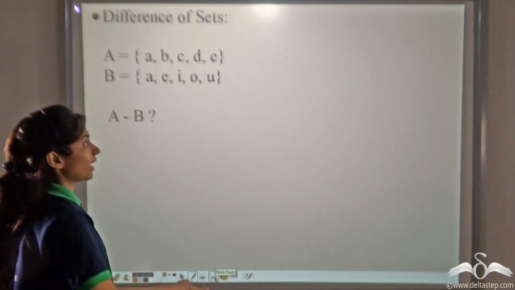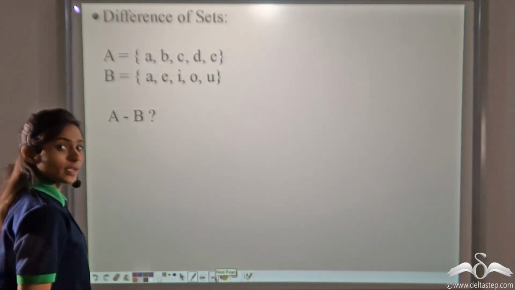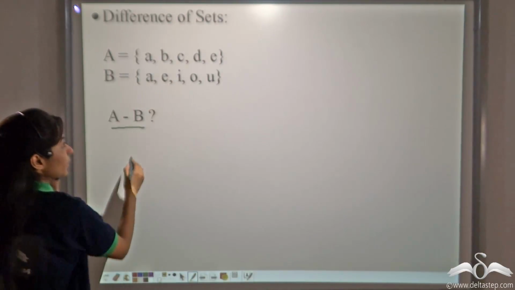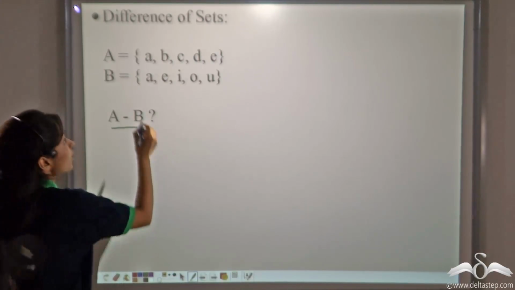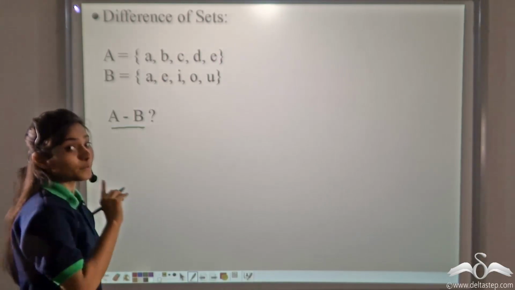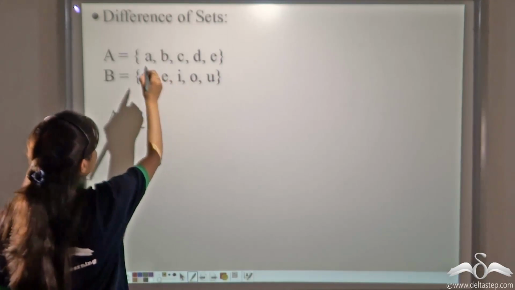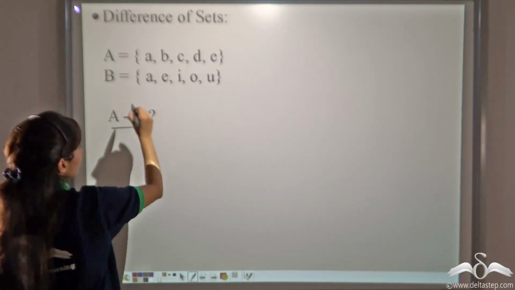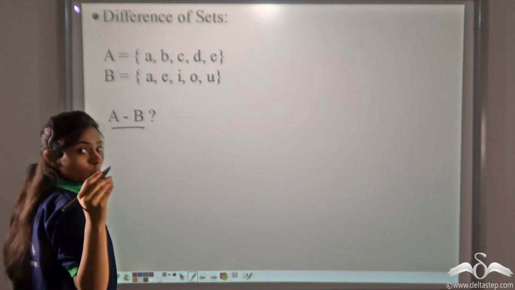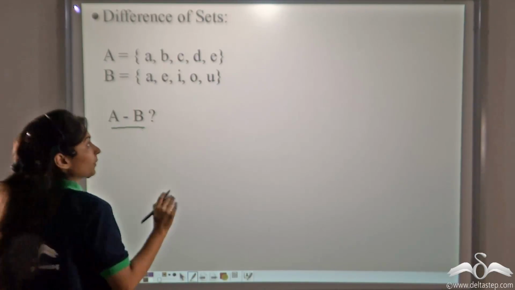Now let's forget the Venn diagram. Do this in the roster form itself. What is A minus B? It is the set of elements which are present in A but not present in B. So check which are the elements present in A but not present in B. We'll strike out the elements which are already present in B.